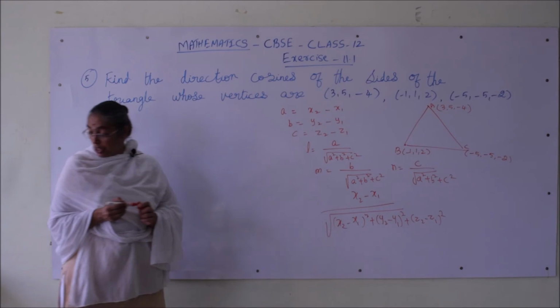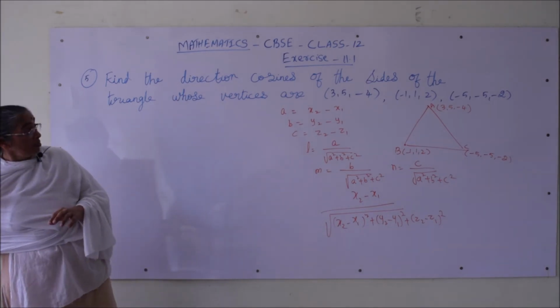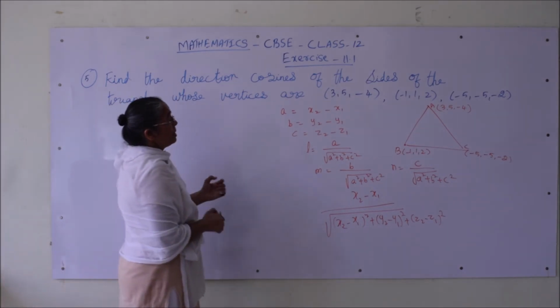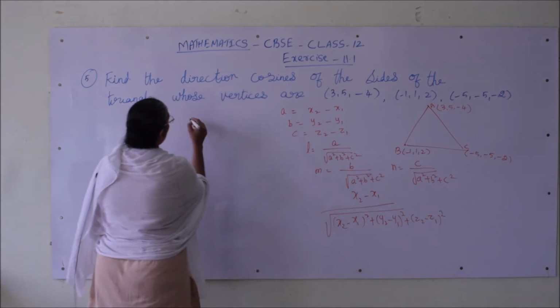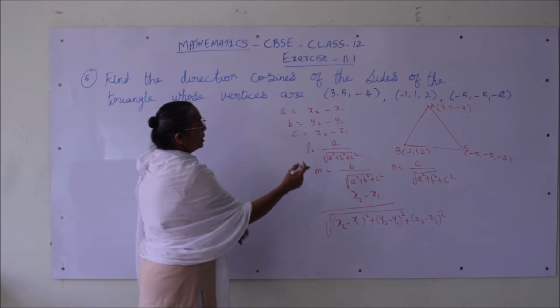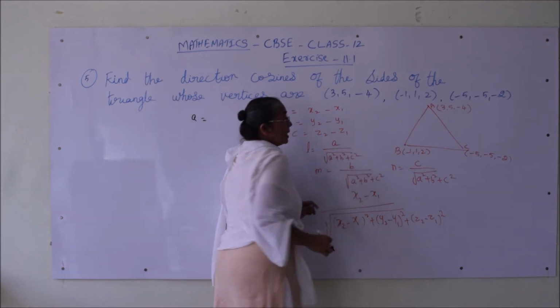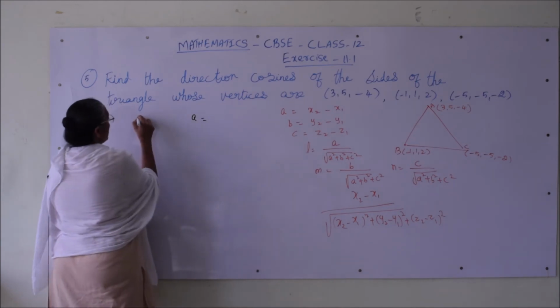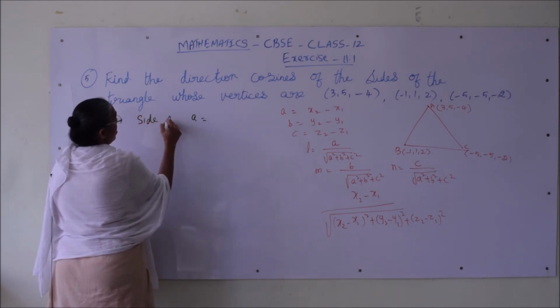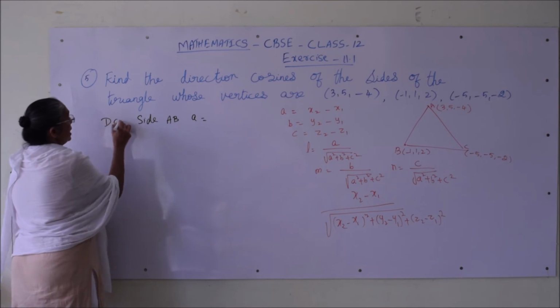Shall we solve the question now? Yes. First shall we find the DCs of AB, this is the best way. So first we find x2 minus x1. I am going to consider the AB line. The question is to find the direction cosines of the sides. So, the DCs of the side AB.